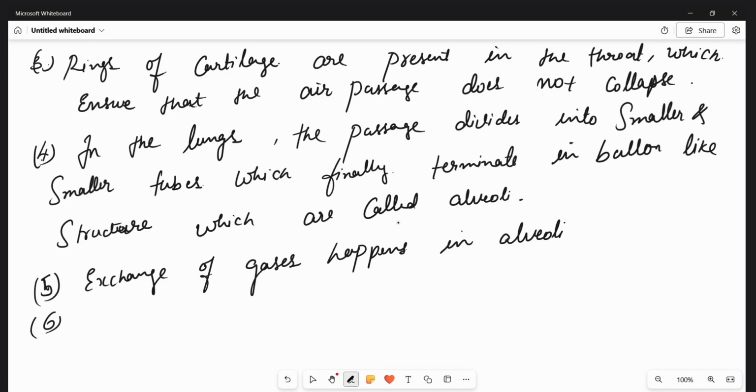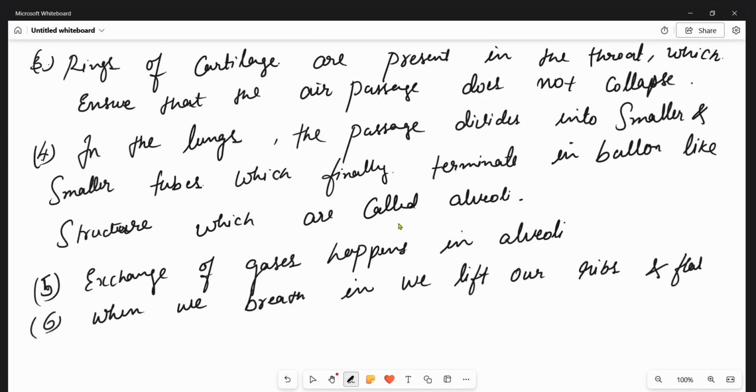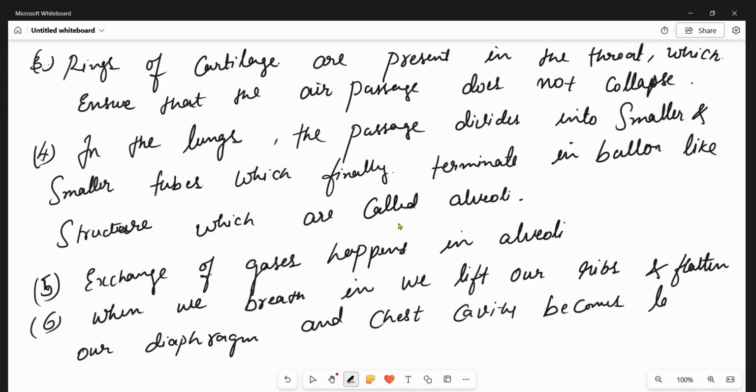So when we breathe in, write down this: when we breathe in, we lift our ribs and flatten our diaphragm, and the chest cavity increases and becomes large. In this, they ask, when we breathe in, what happens? We lift our ribs, flatten our diaphragm so that the chest cavity increases and we take in the oxygen easily.